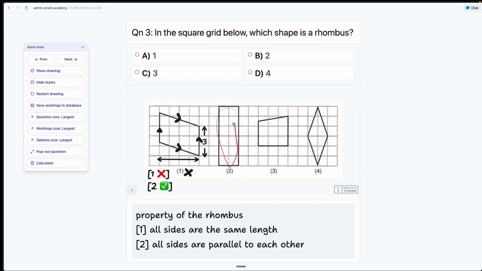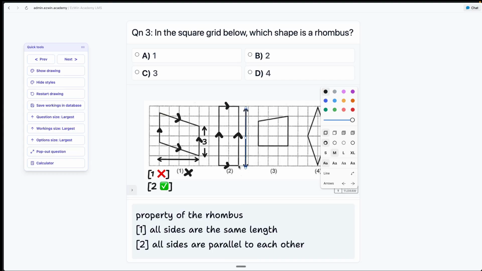For option number 2, we have all sides parallel to each other, right? But obviously this is not a rhombus. This is a rectangle because the length over here is 1, 2, 3, 4, 5, 6. So this is 6, and then the length over here is 2. So same thing with option number 1.